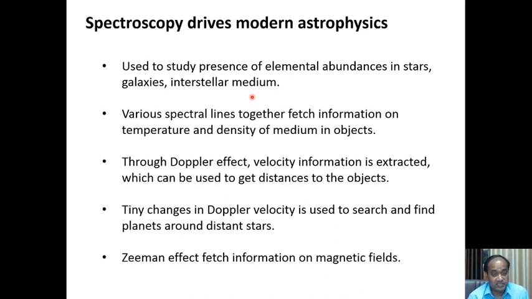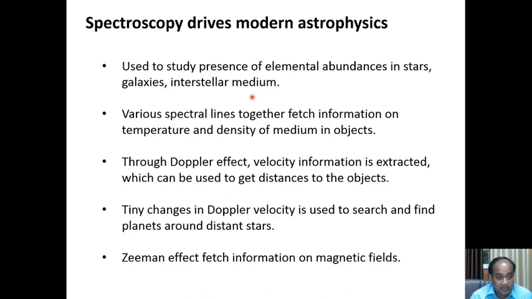So the medium between stars is not empty. It has a lot of gases, a lot of dust. It has a lot of interstellar chemistry, and that all is derived from spectroscopy. All these spectral lines together fetch information on temperature and density of the medium in objects.